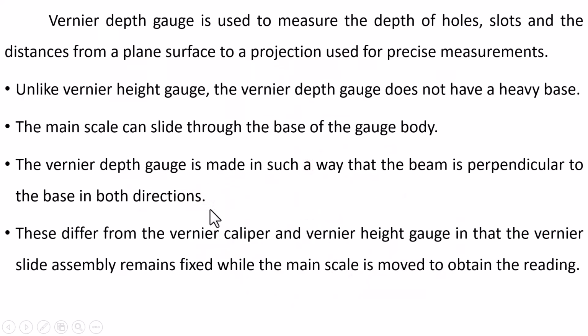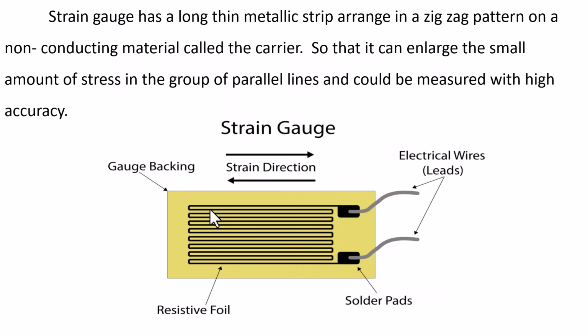It is fixed over a non-conducting surface. The strain gauge has a long, thin metallic strip arranged in a zigzag pattern on a non-conducting material called the carrier. This is the carrier, and this is the thin metallic strip fixed over it, connected to electric wires, so that a small amount of stress can be enlarged when we apply force on this block.